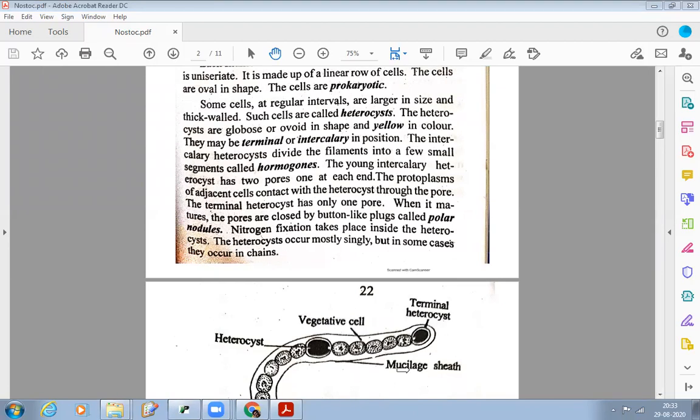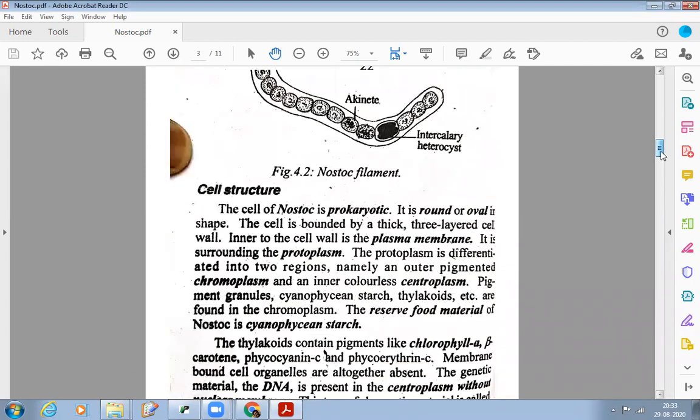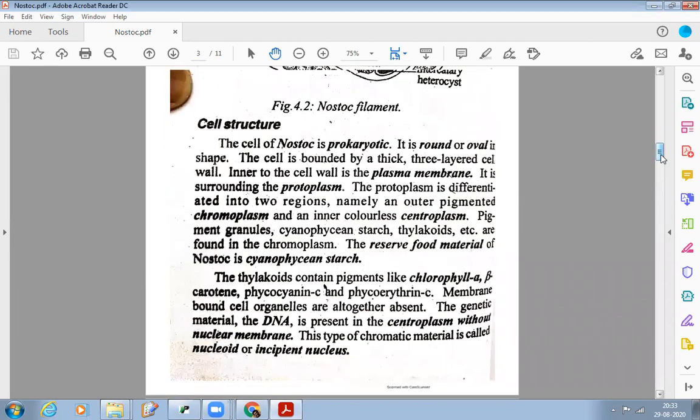The heterocyst occurs mostly singly, but in some cases they occur in chains. Generally the heterocysts occur singly, and in very rare cases they are present in a chain-like structure. If you observe the cell structure, the cells of Nostoc are considered to be prokaryotic.